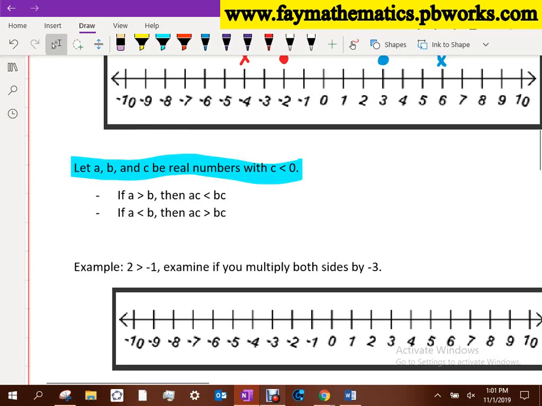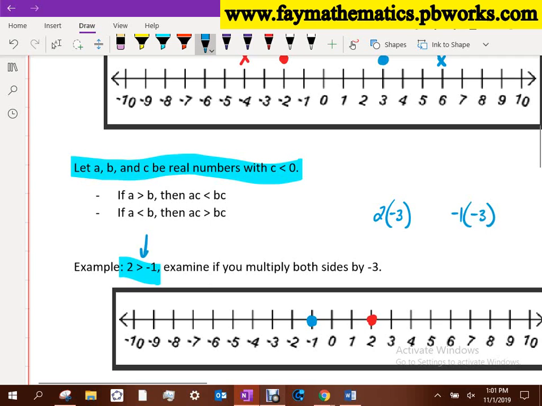So here they're saying if a is greater than b. Give me a number. Let's use these numbers down here. So 2 is greater than -1. Would you guys agree that 2 is greater than -1? Okay. Take 2 and multiply it by -3. Take -1 and multiply it by -3. So I want to take this inequality right here and multiply both sides by -3.